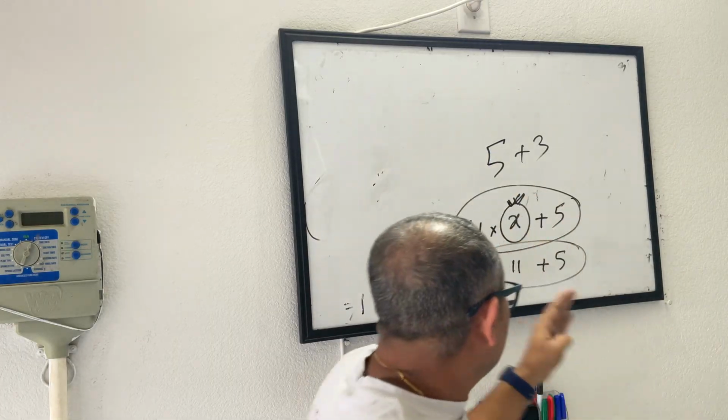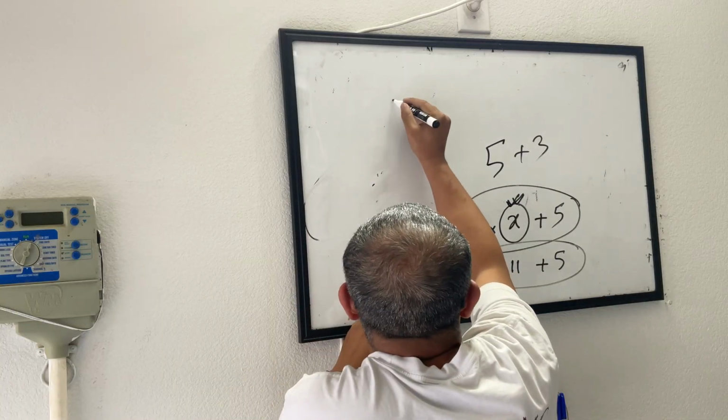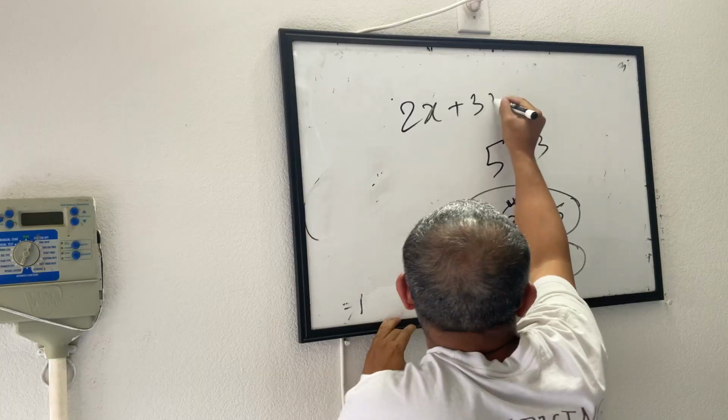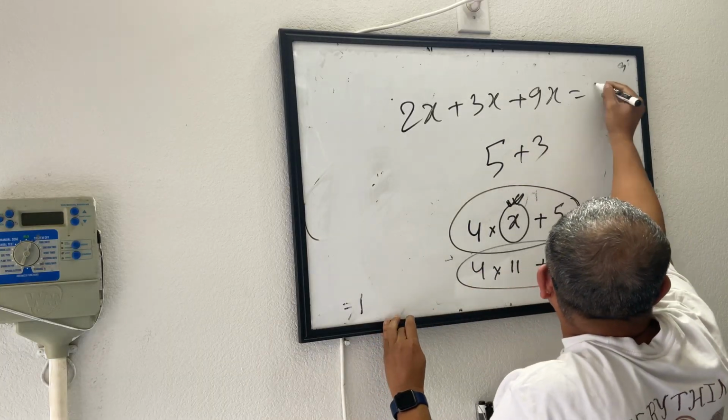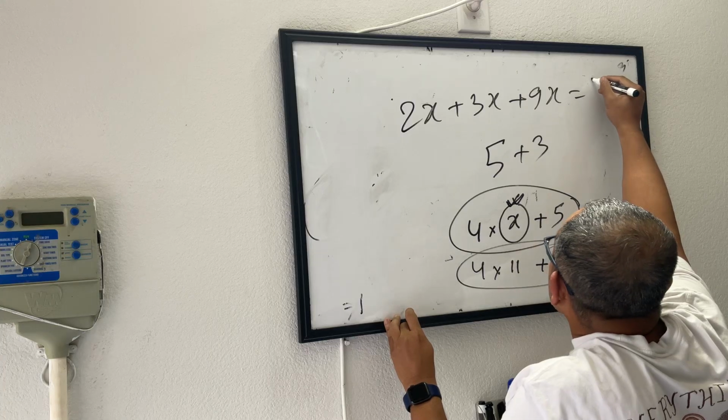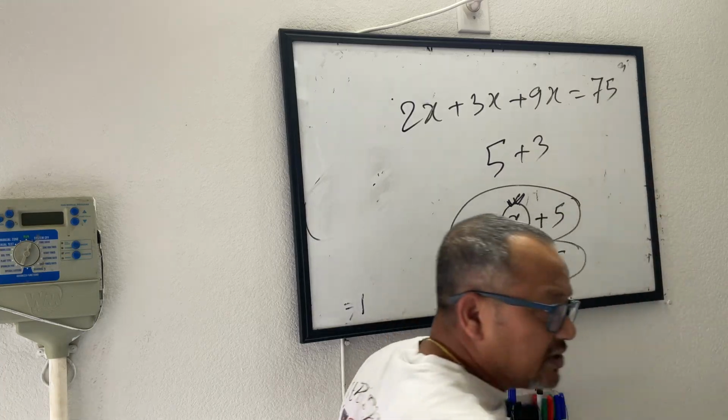So whenever you're dealing with, let's say somebody says, okay, now I've given you an equation, 2x plus 3x plus 9x equal to 75. Find out the value of x.